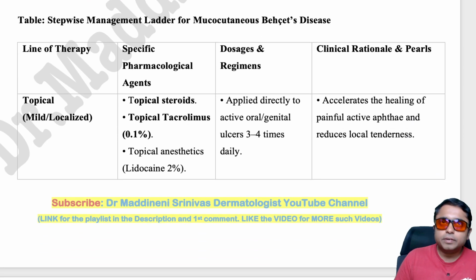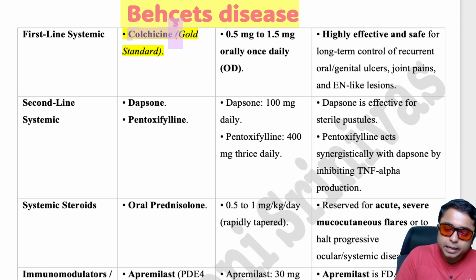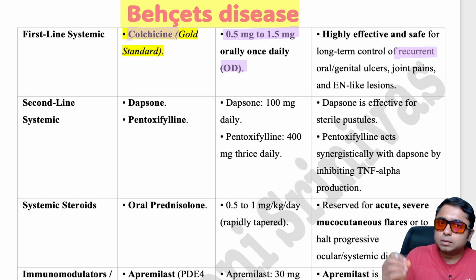So what is it that we are going to make use of in the mucocutaneous lesions? For mild to localized skin involvement, topical steroids, and also topical tacrolimus can be used. But remember, in Behçet disease, the gold standard first line treatment is colchicine 0.5 mg to 1.5 mg once daily. It is highly effective, and also it is very safe with long term control of recurrent oral genital ulcers, and also joint pains, and also erythema nodosum like lesions will be under control.